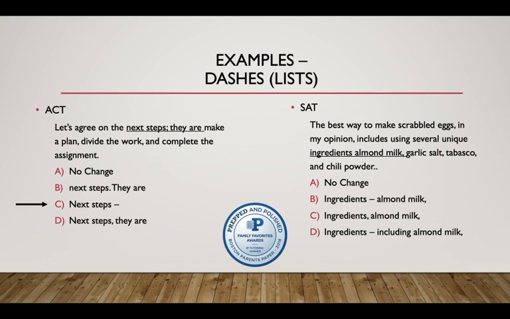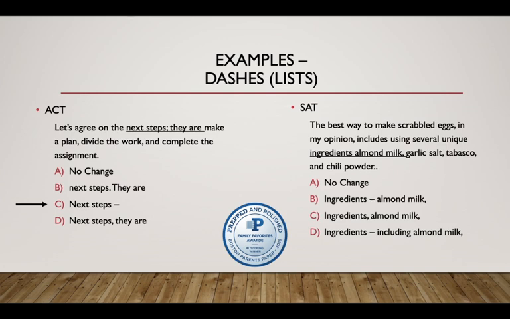Let's look at an SAT example. Pardon me. The best way to make scrambled eggs, in my opinion, includes using several unique ingredients: almond milk, garlic salt, Tabasco, and chili powder. Now, I don't know about all of you guys, but I don't really use chili powder that often, but sometimes a little bit of Tabasco can make it wonderful.